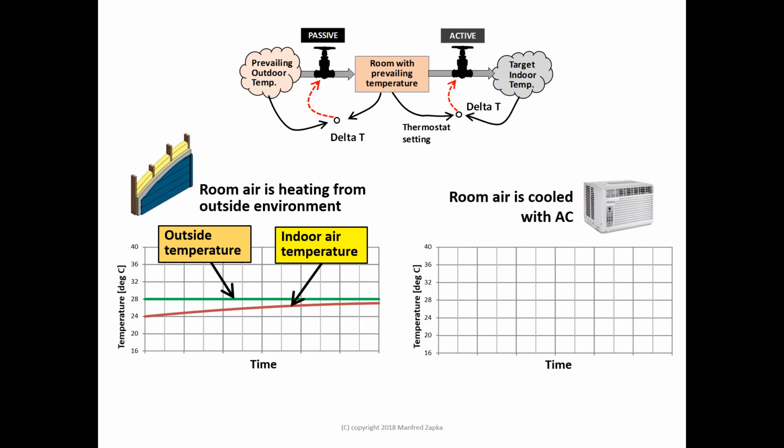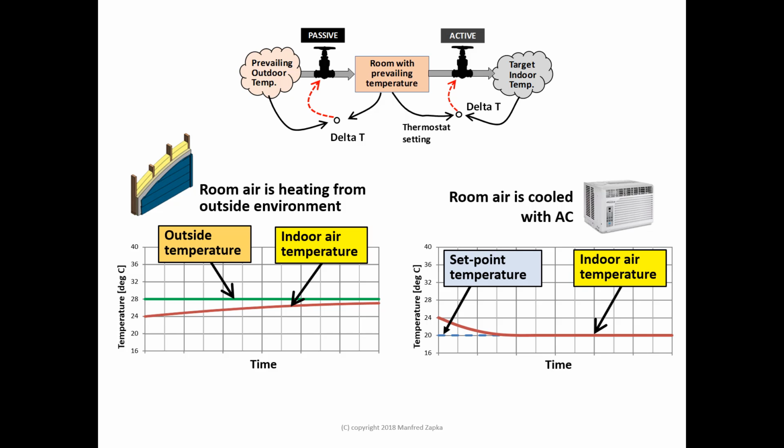The right diagram shows the dynamic of the room temperature being lowered by the heat that is removed from the space by the AC unit. Notice that in our example, the indoor temperature approaches the set point temperature. In our example, the indoor air temperature is actively cooled and therefore approaches the set point temperature relatively fast.